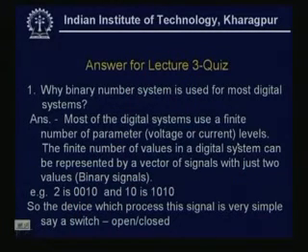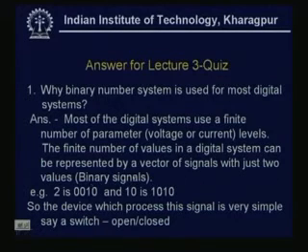Before starting today's lecture, first we quickly go through the last day's quiz answers. The first question was, why is the binary number system used for most digital systems. Now, as we know, most digital systems use a discrete number of parameter levels, say voltage levels or current levels, and the finite number of values in a digital system can be represented by a vector of signals with just two values.